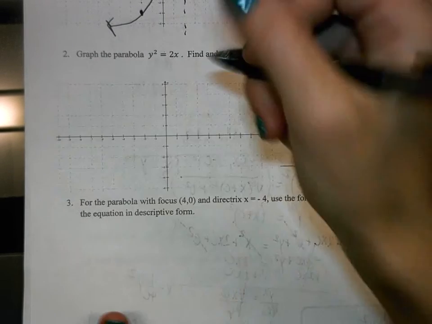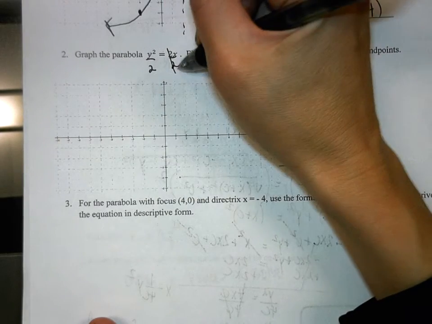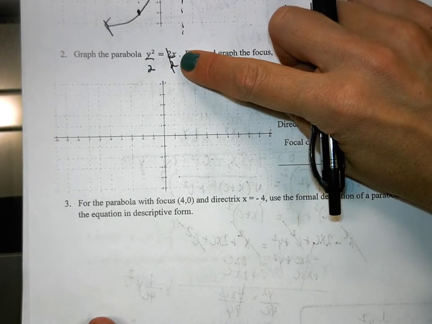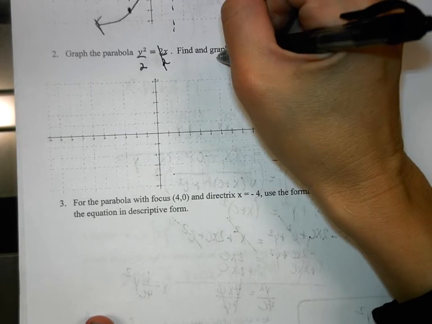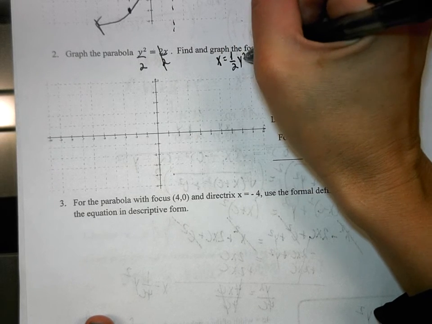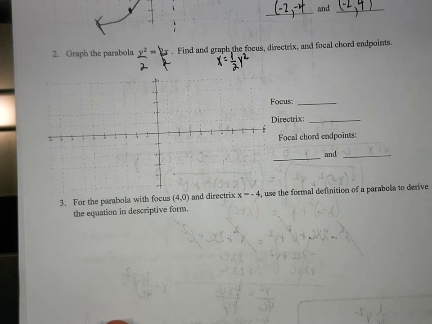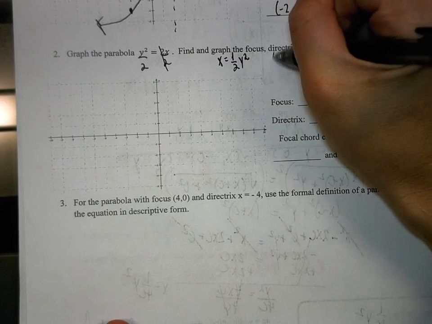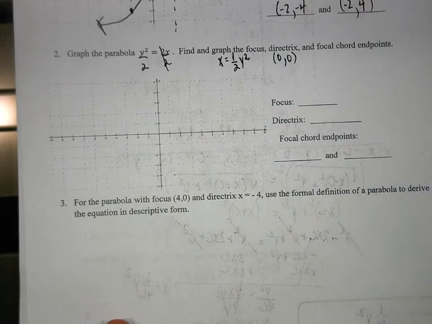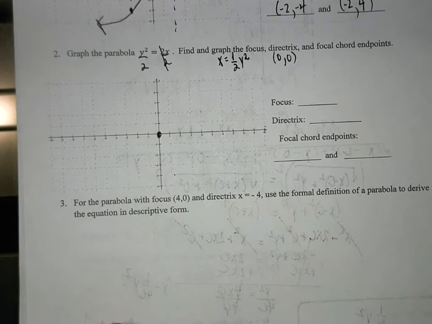Good, divide by 2 because we want x by itself. And I know that I'm getting x by itself because it doesn't have a squared term. Okay? And so we end up with x equals 1/2 y squared. What will be my vertex on this one? 0, 0. So we can make a point at 0, 0. And on this one, my graph is going to end up going to the right.